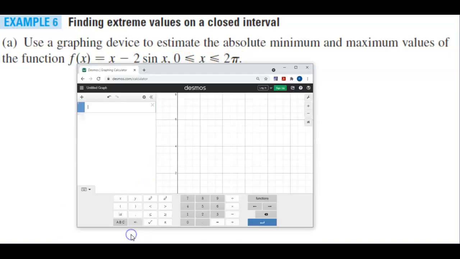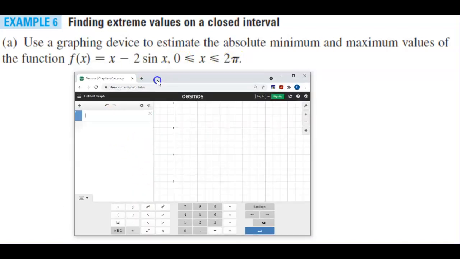So let's go ahead and graph this. We're going to graph our function, x minus 2 times the sine of x. Okay, and then we're going to put in our endpoints. So we know there's going to be 0, and then less than or equal to x, which is less than or equal to 2, and then we're going to write pi. And therefore, we're going to end the brace there.